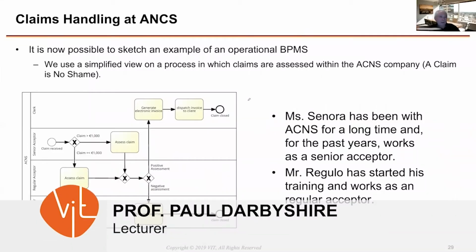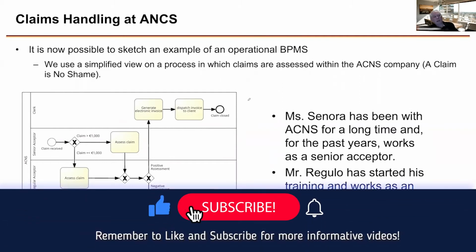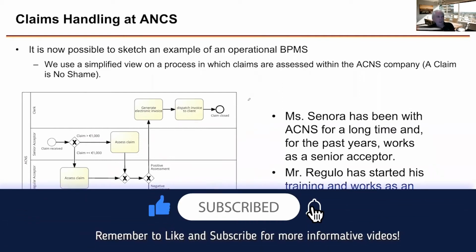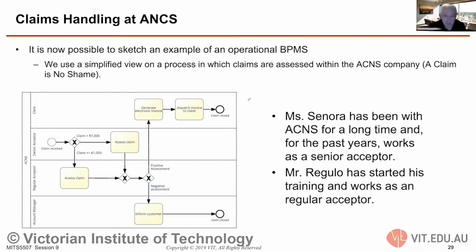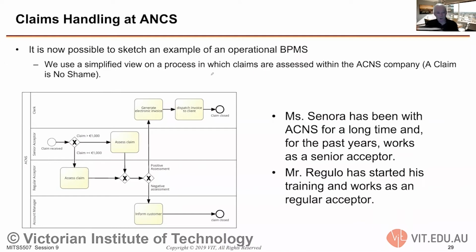Okay, let's look at claims handling. Think of this: we've got claims handling at ACNS. This is one of our other examples. Here we can sketch an example of an operational BPMS. So, a simplified view of a process in which claims are assessed by the ACNS company.